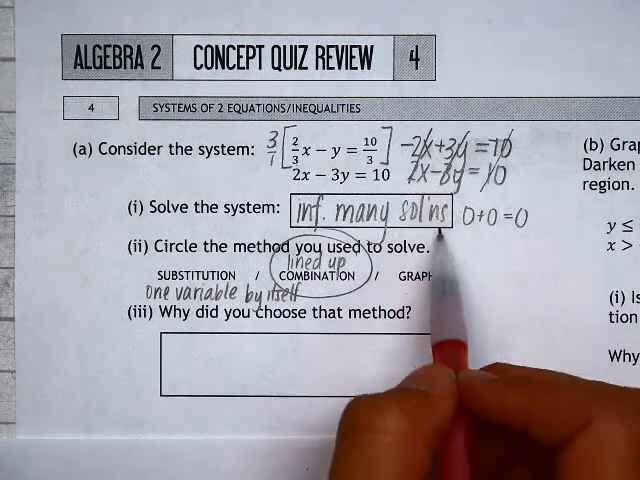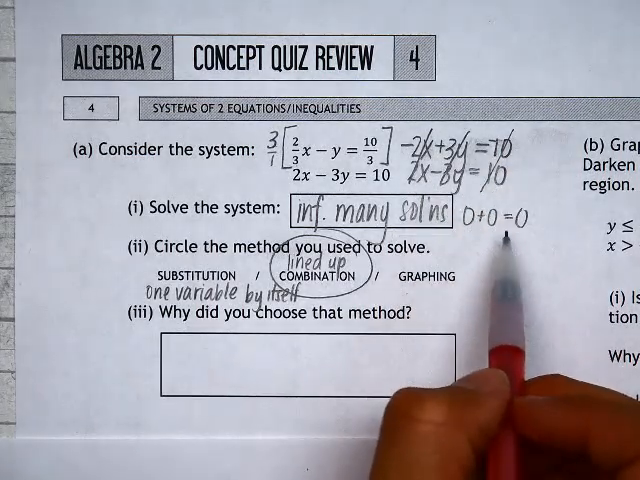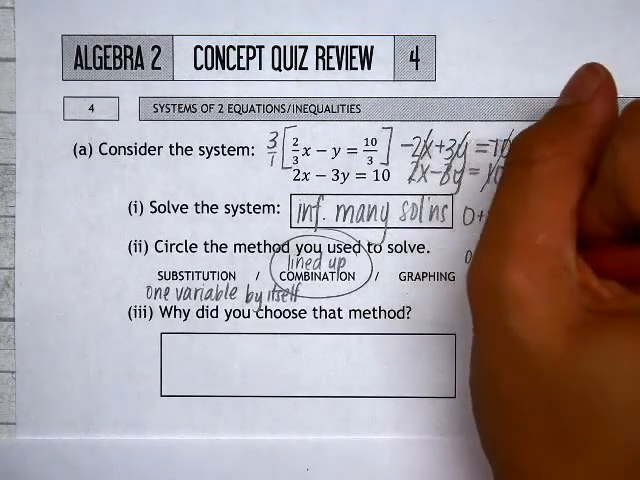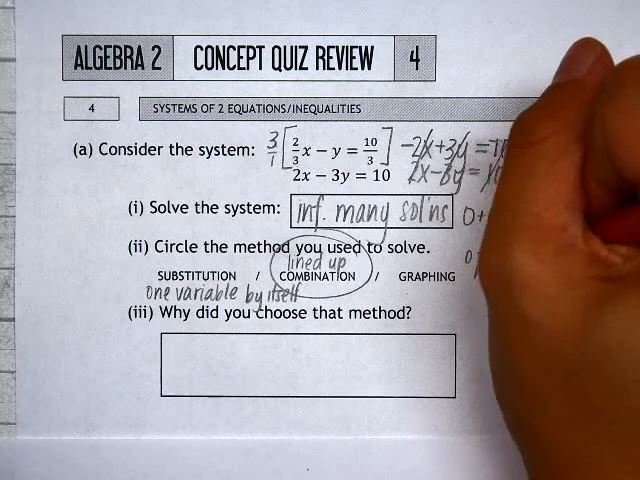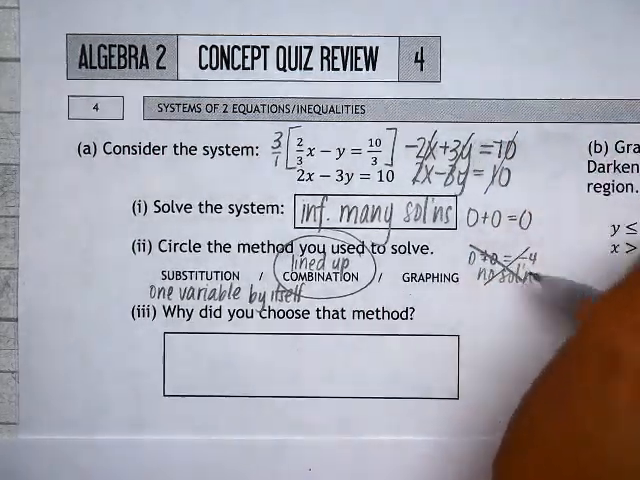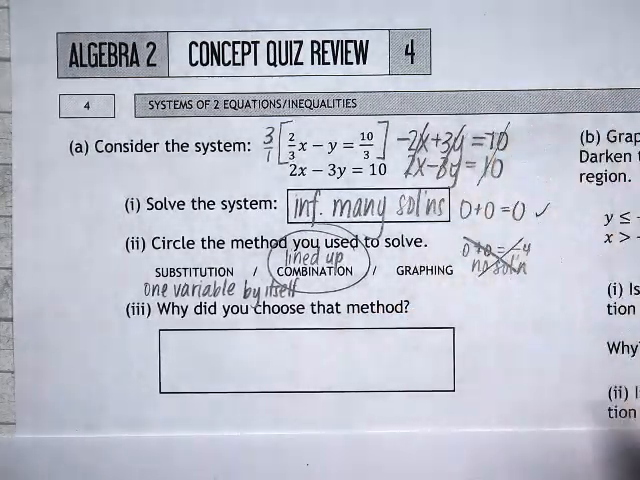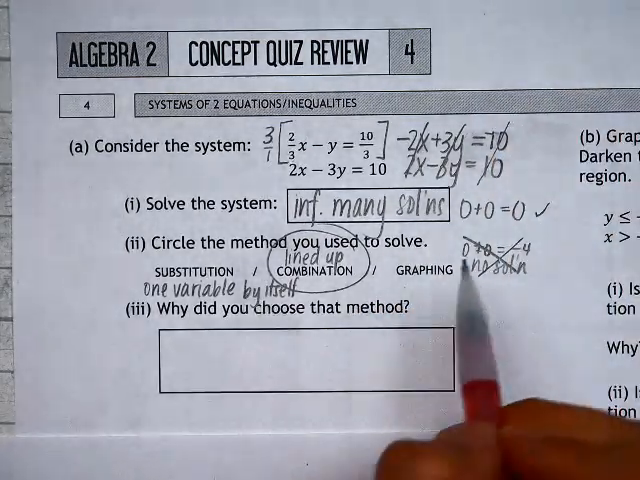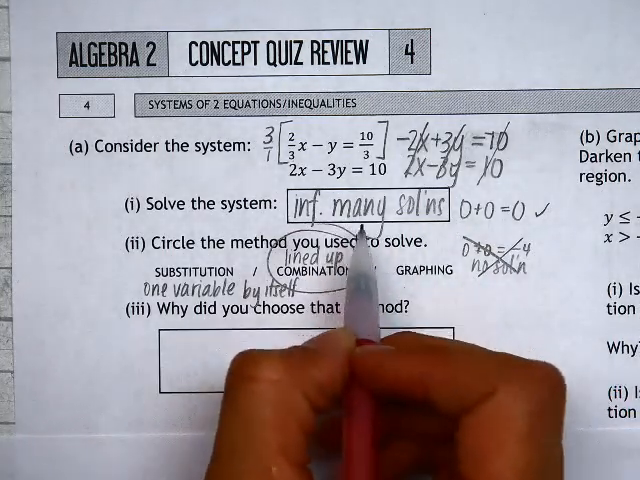If you get the x's and y's to cancel, but the numbers don't, and you end up with a false statement, like 0 plus 0 equals negative 4, for example, that's when we would say this system has no solution. Now, fortunately, we don't have to worry about that here because we got 0 plus 0 equals 0, a true statement. But just in case you ever run into a false statement, you'll know that the solution to the system is none or no solution.